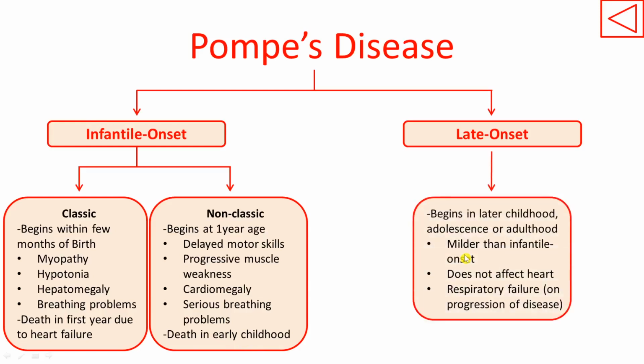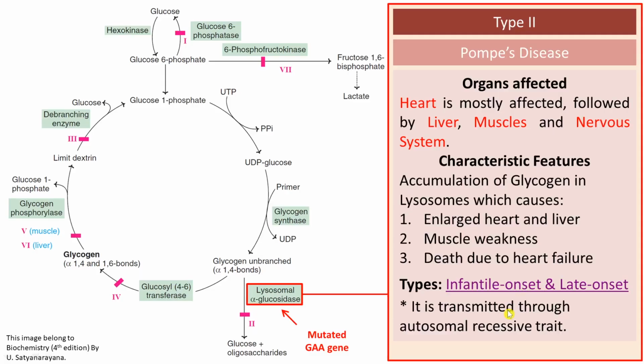The late onset Pompe's disease begins later in the childhood. It can begin in adolescence or it can also begin in adulthood. Usually, it is milder than the infantile onset and it does not affect the heart as it affected in the infantile onset. But it may lead to respiratory failure if the disease progresses further. The Pompe's disease, as similar to the von Gierke's disease, is also transmitted through autosomal recessive trait.